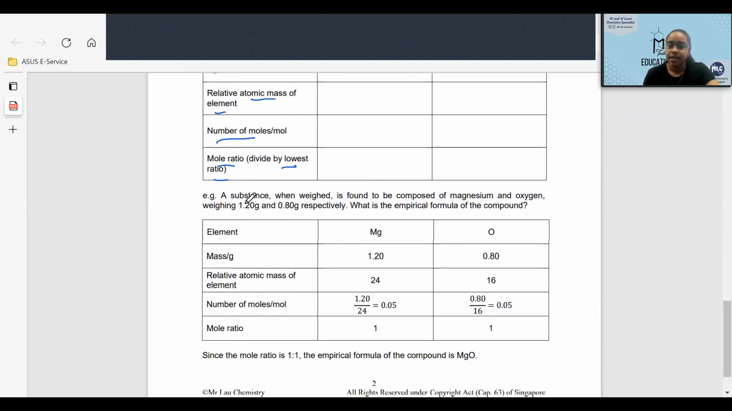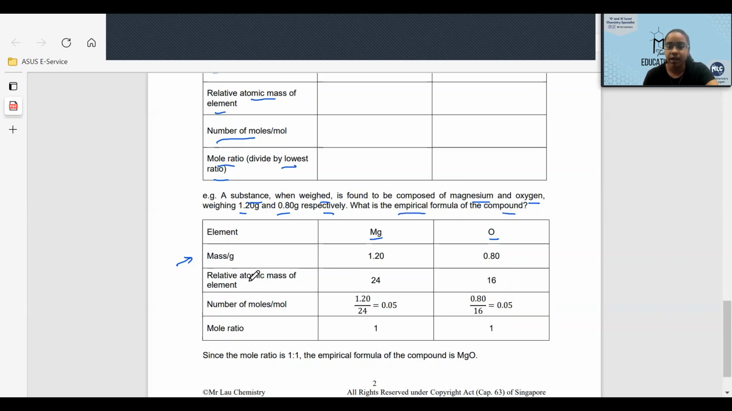So an example is a substance which, when weighed, is found to be composed of magnesium and oxygen. So magnesium and oxygen are your two elements which have been listed over here. They weigh 1.20 grams and 0.80 grams respectively. So key in the mass respectively in their columns. What is the empirical formula of the compound?